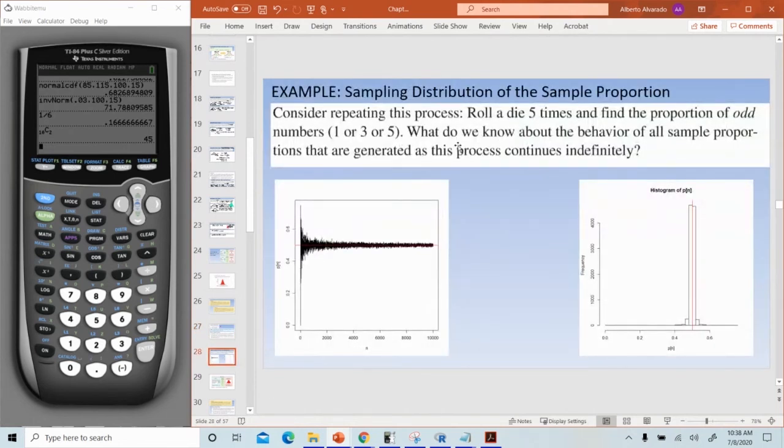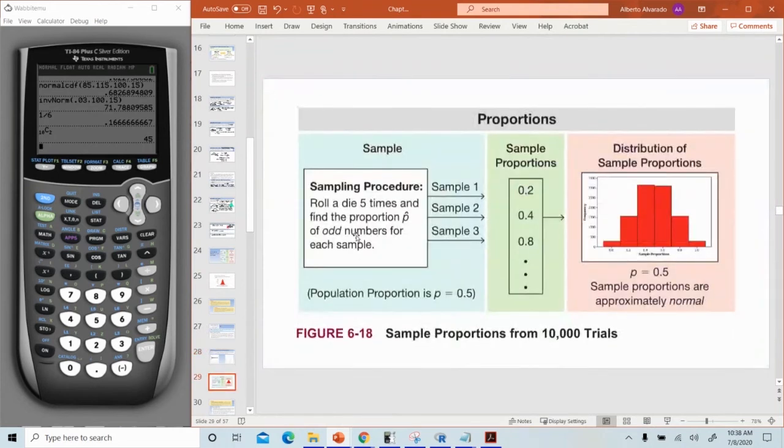This is just an image of rolling. Well, here I say rolling a 5, but it's kind of what we did earlier. Just an image of that. And here again, it's kind of the same thing, but this is from the book, 10,000 Trials.